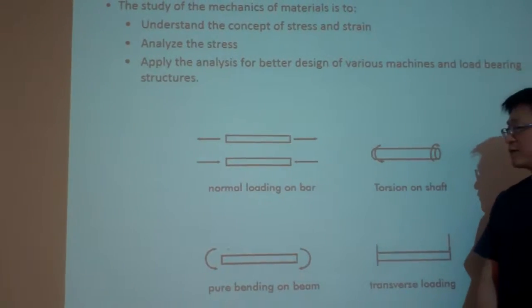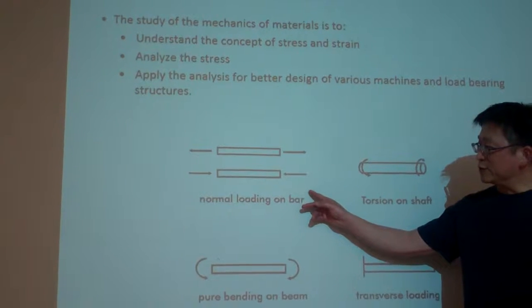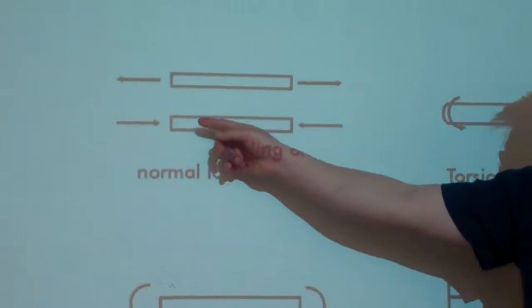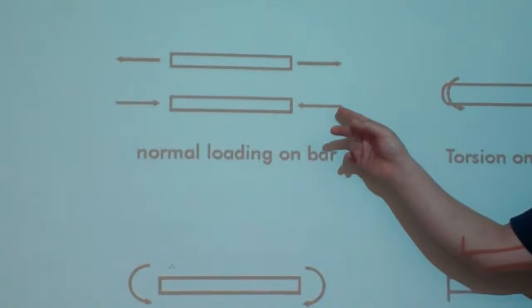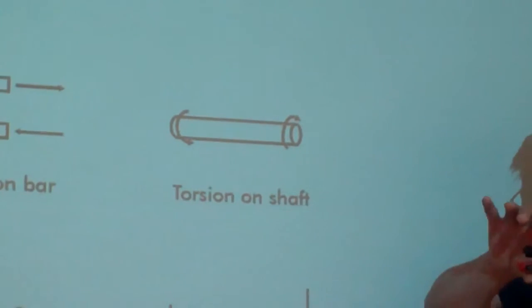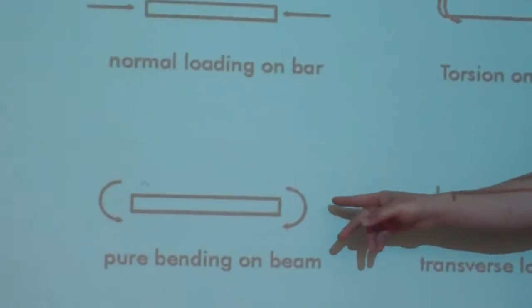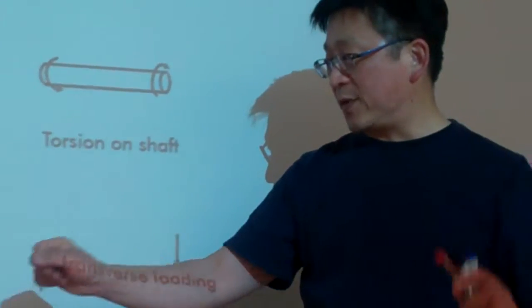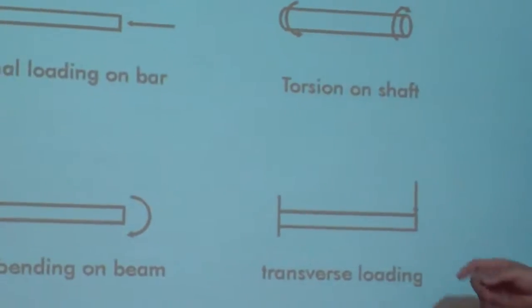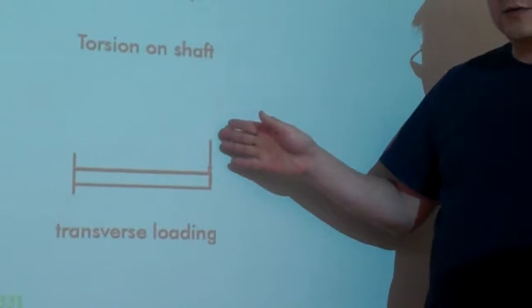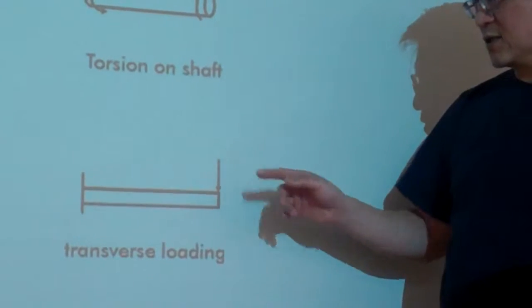Usually we have four different types of loading. Chapter 2 will talk about the loading which is normal, parallel to the axial direction. Here is what we call the axial normal loading. In chapter 3, the loading type is torsion, just twisting on a shaft. In chapter 4, we're going to talk about bending, where the loading type is bending about the beam. And the last one is what we call the transverse loading. Transverse loading is just like shear, where we cut off the material.